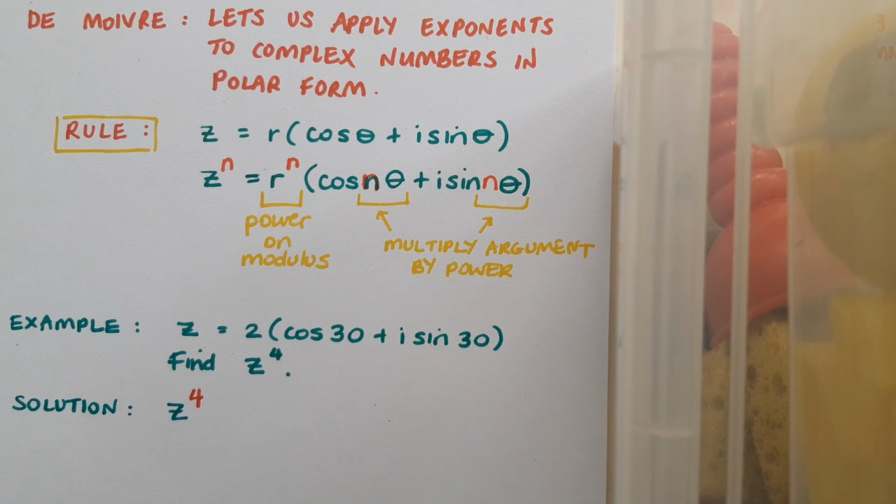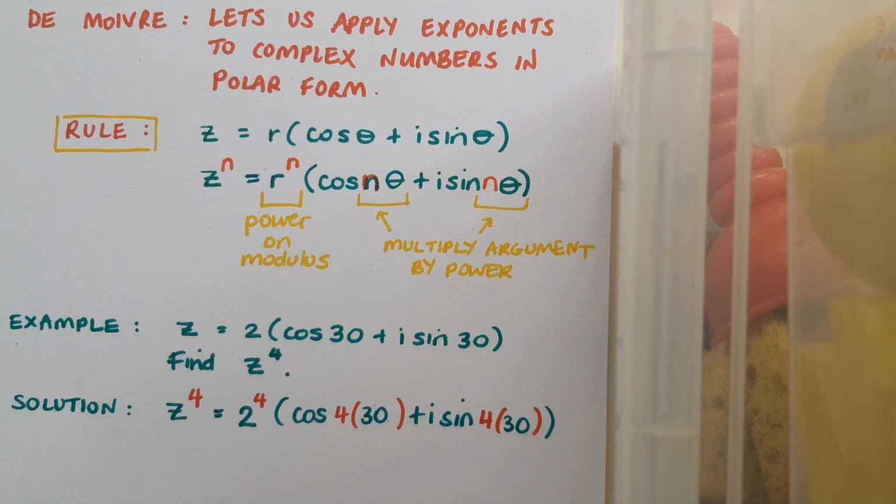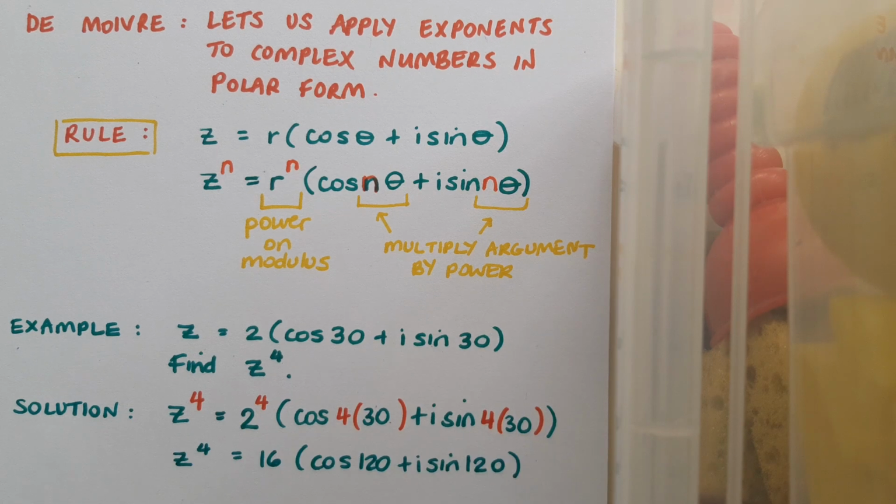So z to the power of 4 equals 2 to the power of 4. So I'm putting the power in there on the modulus. Cos 4 times 30 plus i sin 4 times 30. So I'm taking that power and I'm multiplying it by the argument. And of course, I want to resolve this and tidy it up a little bit. And I end up with z to the power of 4 equals 16 (cos 120 + i sin 120). So that's a really basic example. I'm literally just applying the rule, de Moivre's theorem, without any extra bits at all.